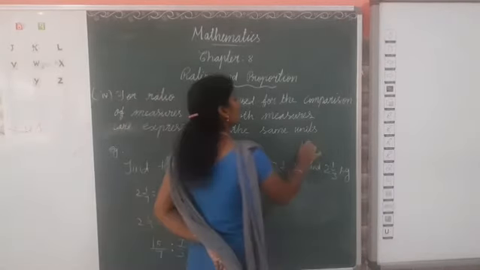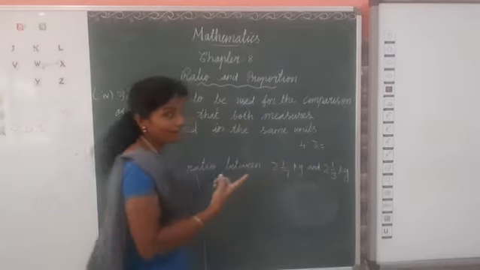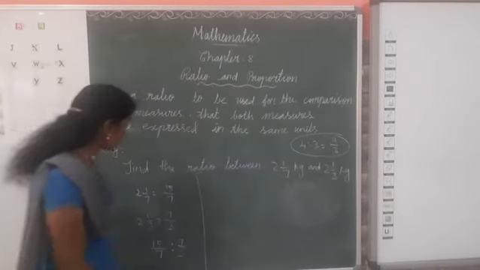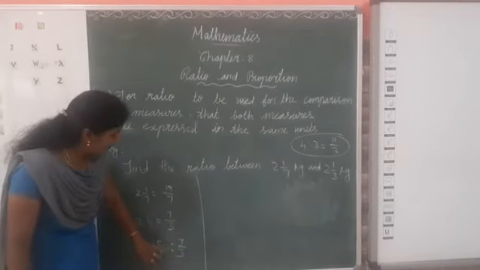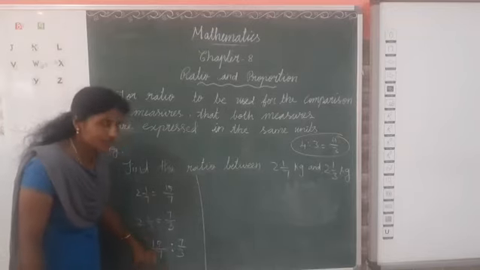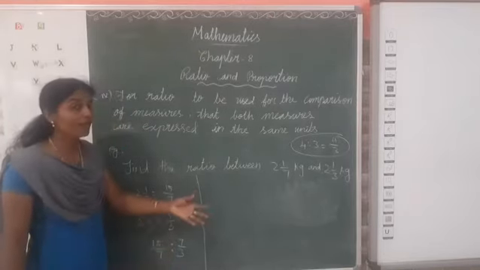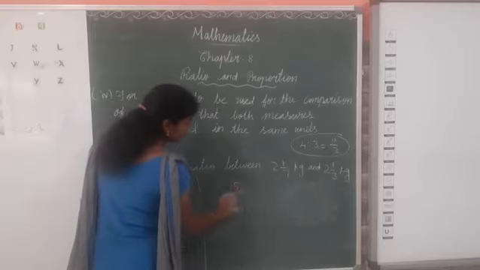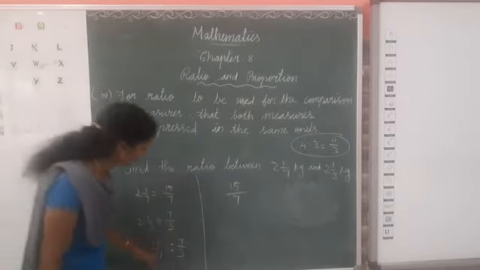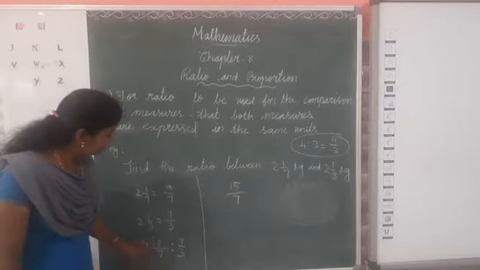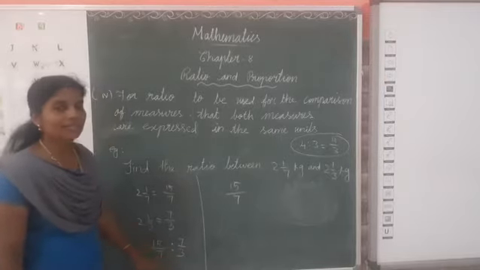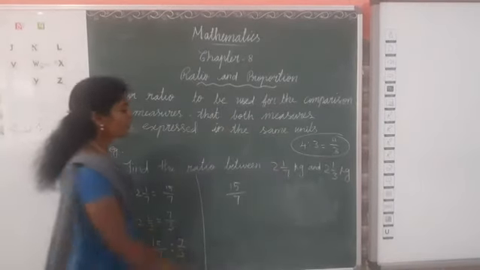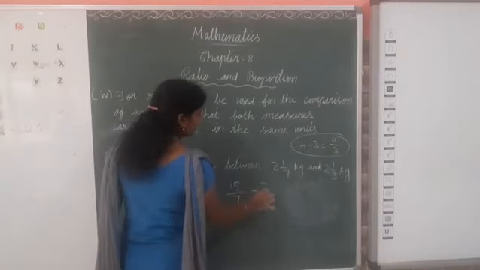Now, 4 is to 3, how can you write it in fraction form? The numerator is 4, so 4 by 3, isn't it? This is the ratio form. Now we convert it into fraction form. 15 by 7 is the numerator and 7 by 3 is the denominator, so this is 15 by 7 divided by 7 by 3. This fraction divided by this fraction, so we write division.